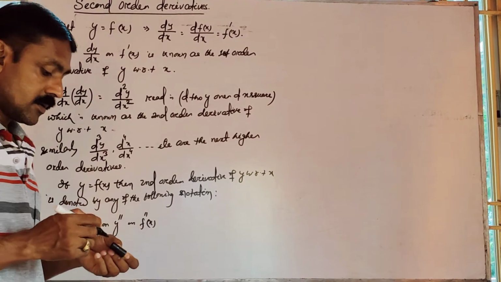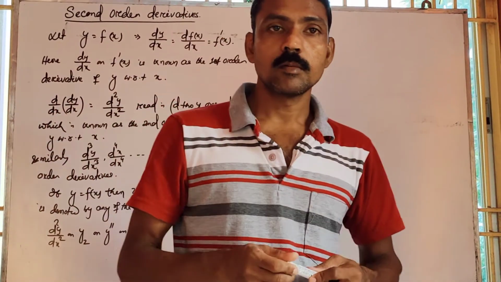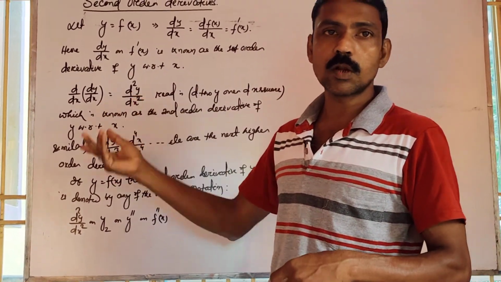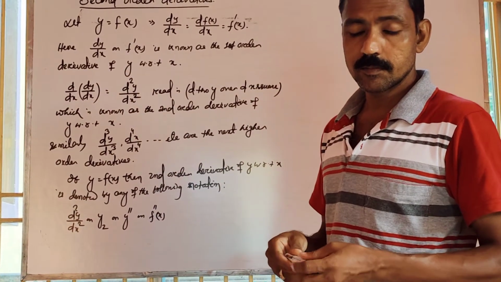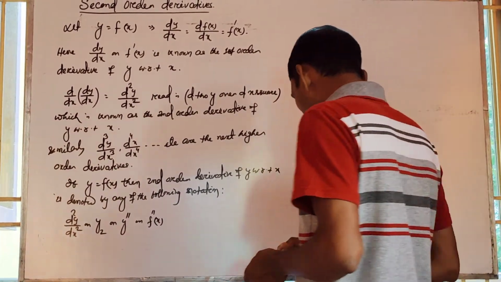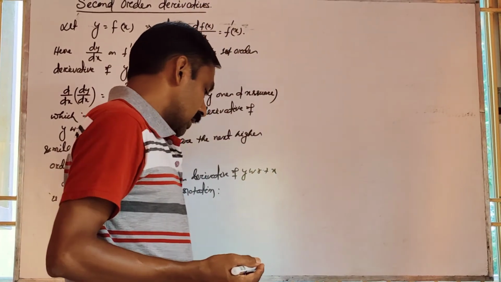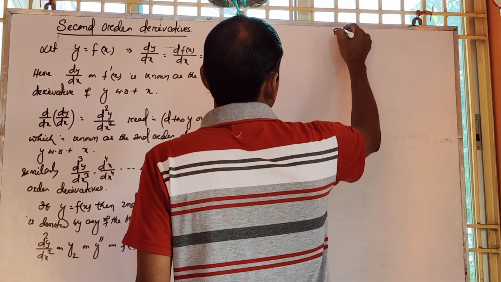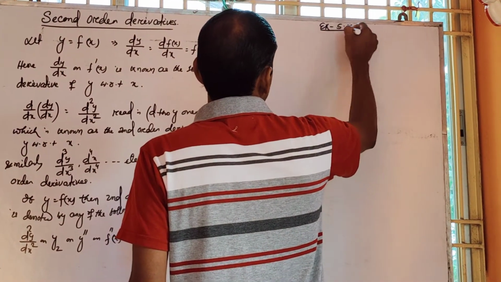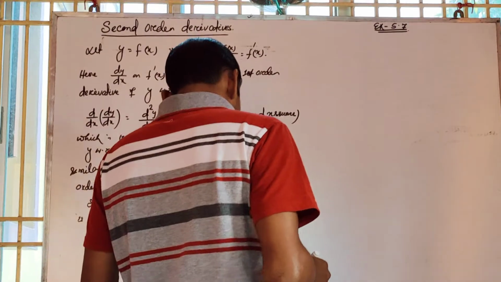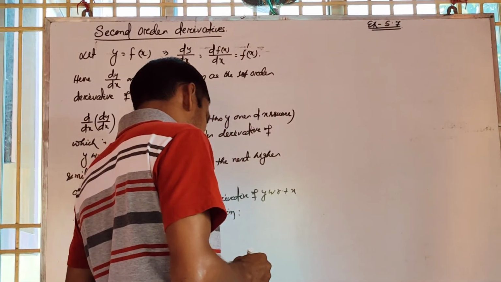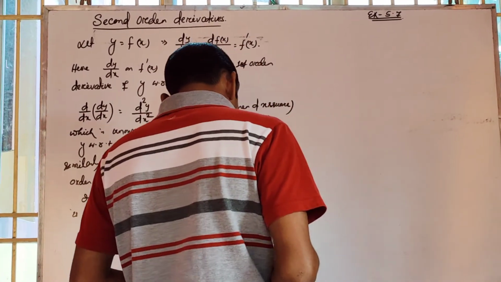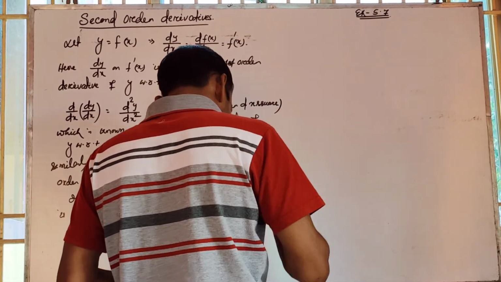Now let us solve some examples. Your technique is only this one: you have to differentiate a function 2 times to get the second order derivative. So let me directly solve questions from your exercise 5.7. The question is, find the second order derivative of the following functions given in exercises 1 to 10. So first, it is question number 5.